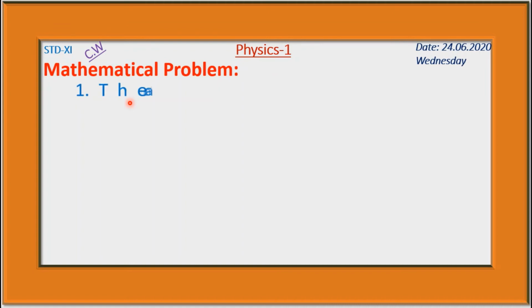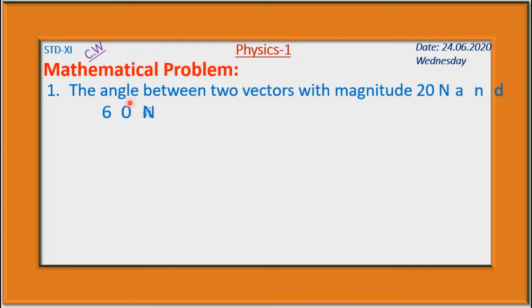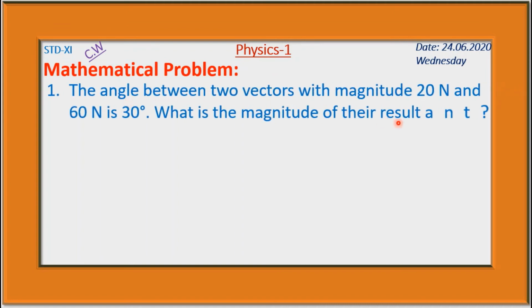Mathematical problem. The angle between two vectors with magnitude 20 Newton and 60 Newton is 30 degree. What is the magnitude of their resultant? That is, the magnitude of two vectors are given. The magnitude of first vector is 20 Newton and the magnitude of second vector is 60 Newton, and the angle between them is 30 degree. We have to determine the magnitude of their resultant.